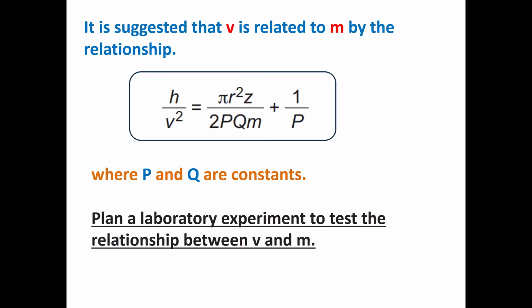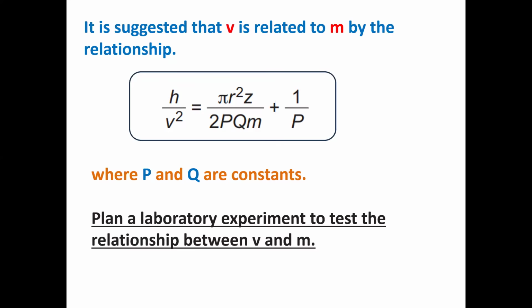Now, it is suggested that V is related to M by the relation h/v² = (πr²z/2pq)m + 1/p, where P and Q are constants. Now, the two lines, very important. Plan a laboratory experiment to test the relation between V and M. If you have this paper printed, you should underline these two lines because they control the whole paper, because these are the two variables.